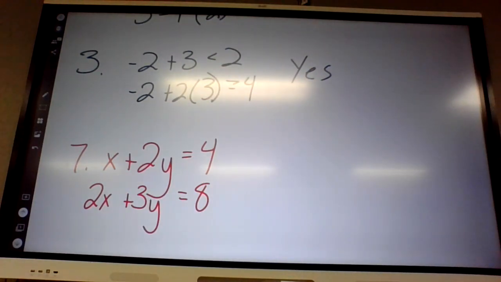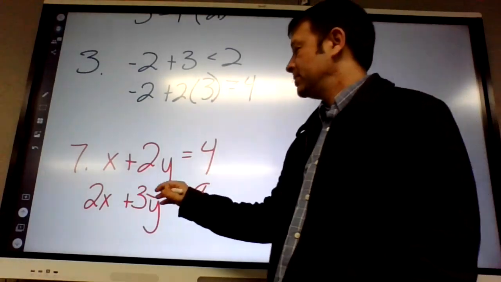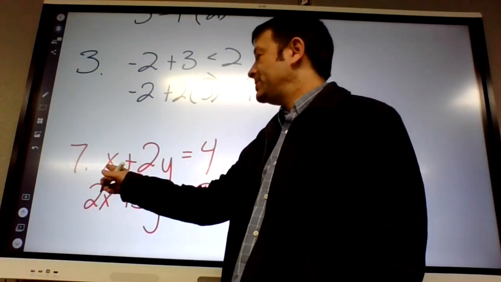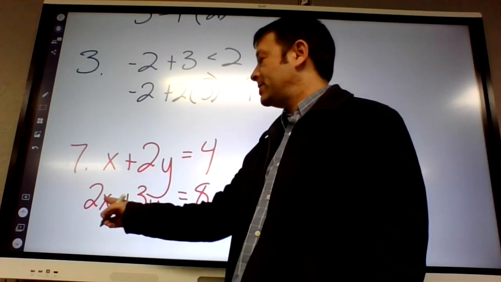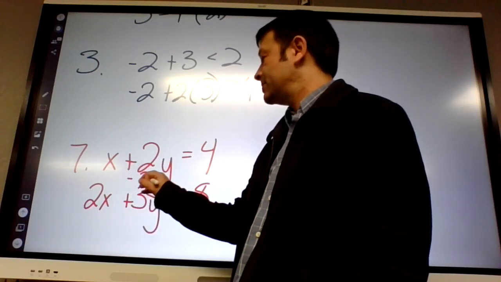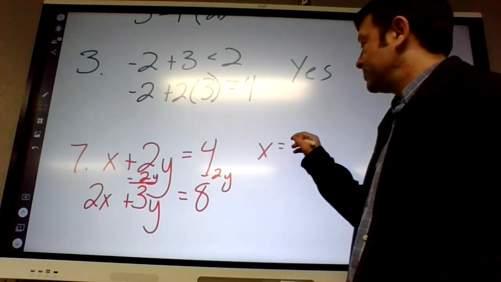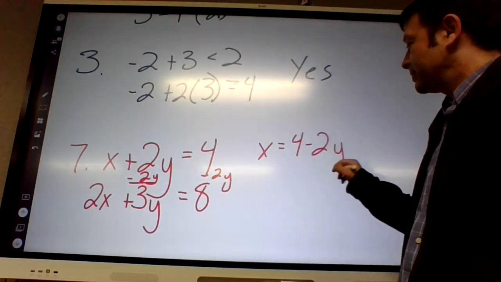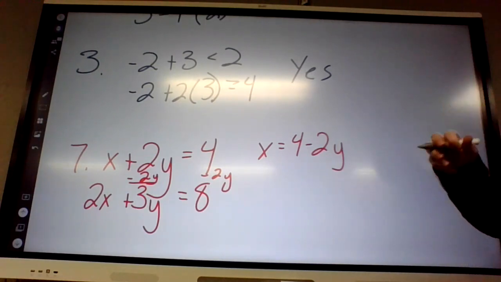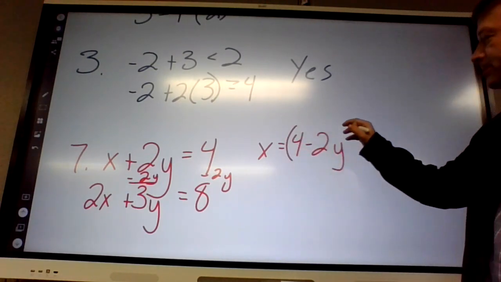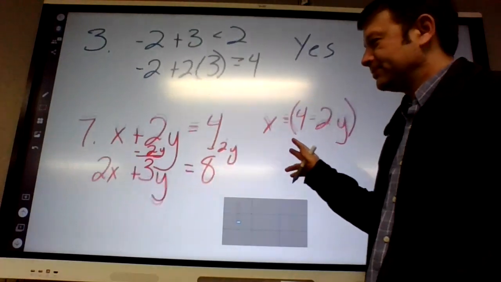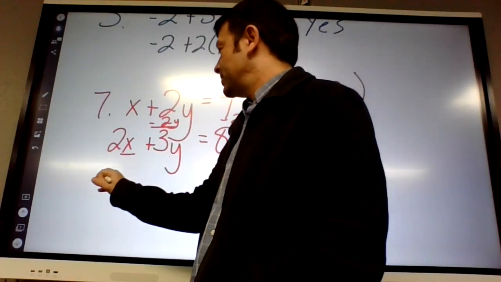Okay, how did we do substitution? We got x equals or y equals. Yeah, we need to change the equation so it says x equals or y equals. The top one. This x would be the easiest to get by itself because it doesn't have a number attached. All we have to do is subtract 2y. So x equals 4 minus 2y. And I'm going to pick that up and replace that x.